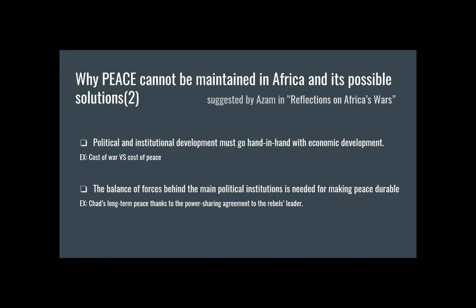One example given by the author is Chad, which came out of 3 decades of civil war and has successfully maintained nearly 2 decades of long-term peace because the government offered a credible power-sharing agreement to the rebels' leader. This example proves that a balance of forces behind the institutional agreement makes peace durable.